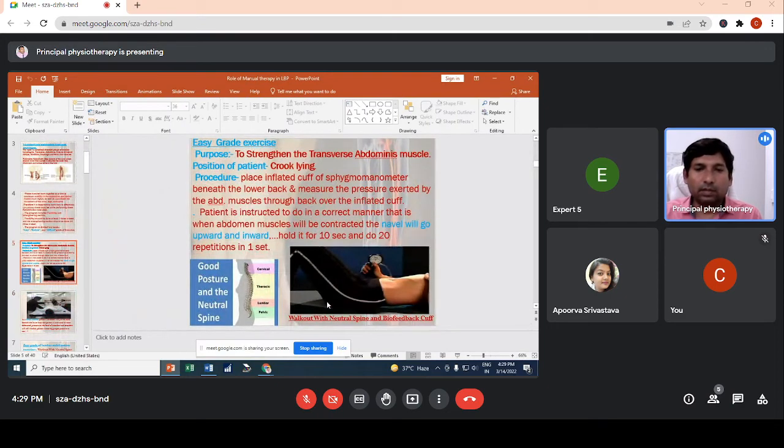These are the techniques of the core muscle tensing. By putting the biofeedback sphygmomanometer cuff over the lower back area, the patient has to provide compression over the cuff, inflated cuff in the abdomen, and push the abdomen downwardly. And gradually the patient has to do these exercises and he will achieve more and more strength.